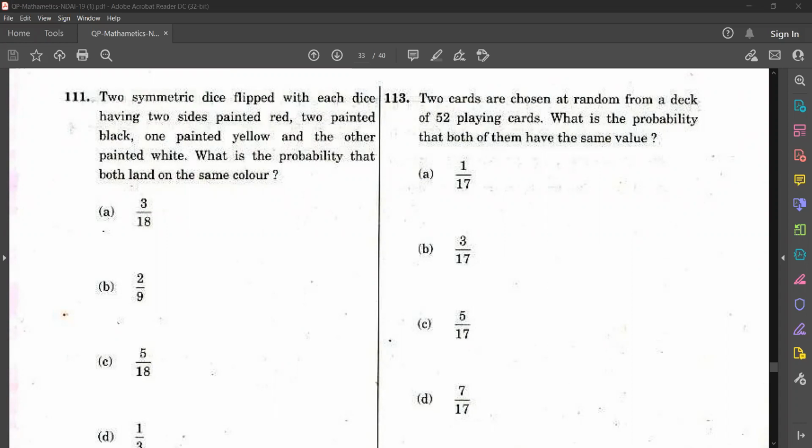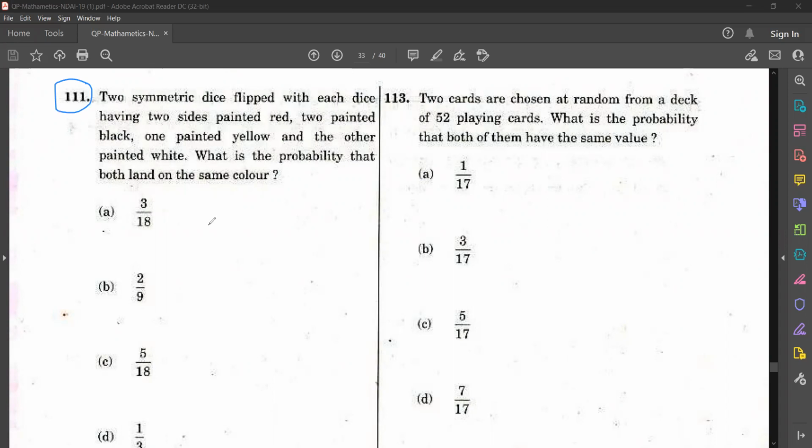Okay, so let's see question number 111. Two symmetric dice are flipped, with each die having two sides painted red, two painted black, one painted yellow, and the other painted white. What is the probability that both land on the same color?